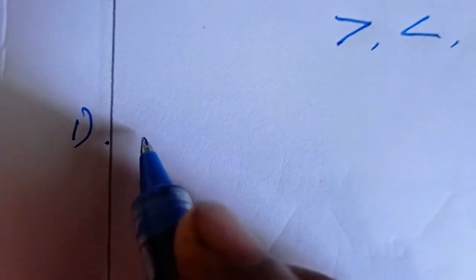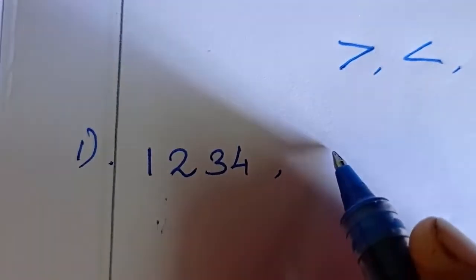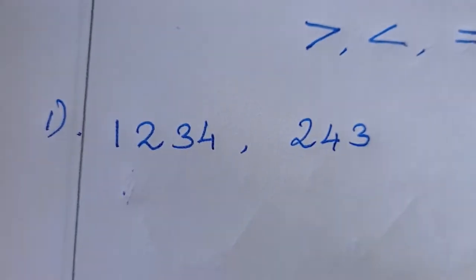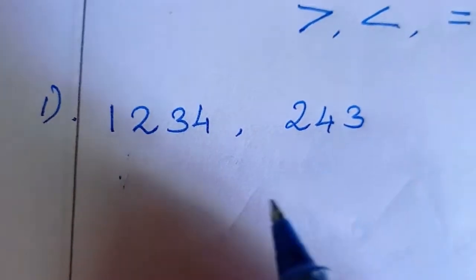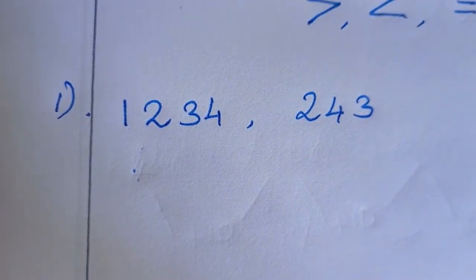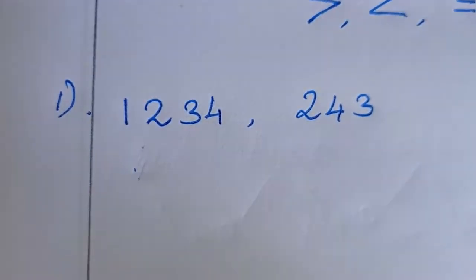Two 4-digit numbers, that means 1234 and 234. So children, please find which is the greatest number. Which is the greatest number in these two numbers?